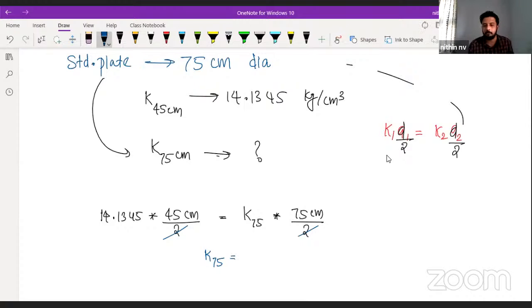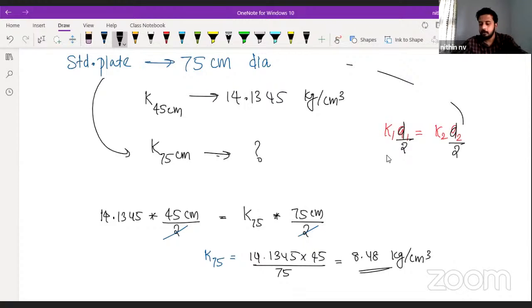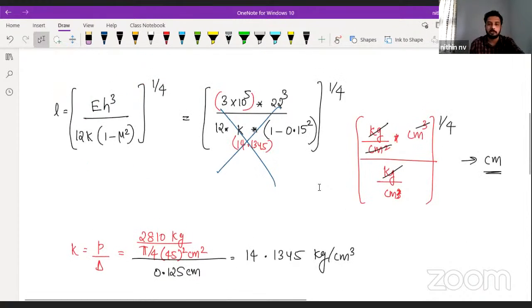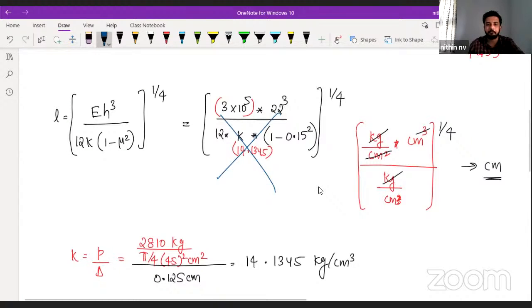K 75 will be equal to what? Everyone please calculate. 14.1345 into 45 divided by 75. Yes, thank you. 8.48 kg per centimeter cube. That's it. Okay, so this value only we have to substitute back into the equation. So you substitute that value, 8.48.